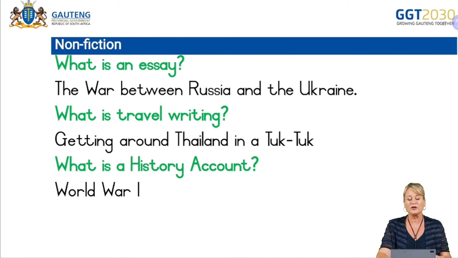Okay, so let's go through those words that I just mentioned. Let's look at some examples of each one. What is an essay? That's when the student writes down an article about something, for example, the war between Russia and the Ukraine that's happening. What is travel writing? Do you remember travel writing? Say you want to find out more about getting around Thailand in a tuk-tuk. Or what is a history account? Maybe we want to find out exactly what happened in World War I.